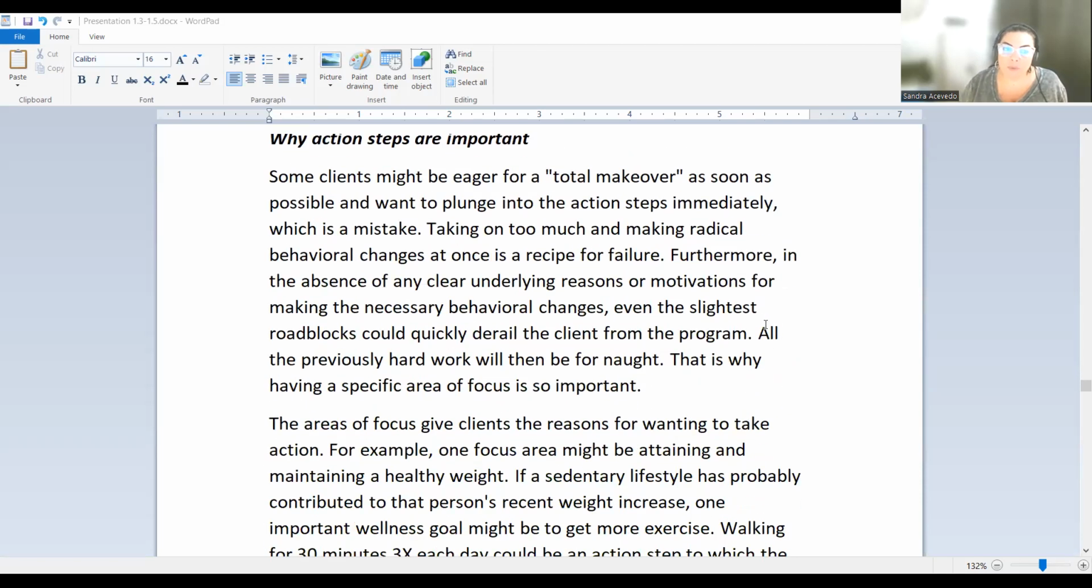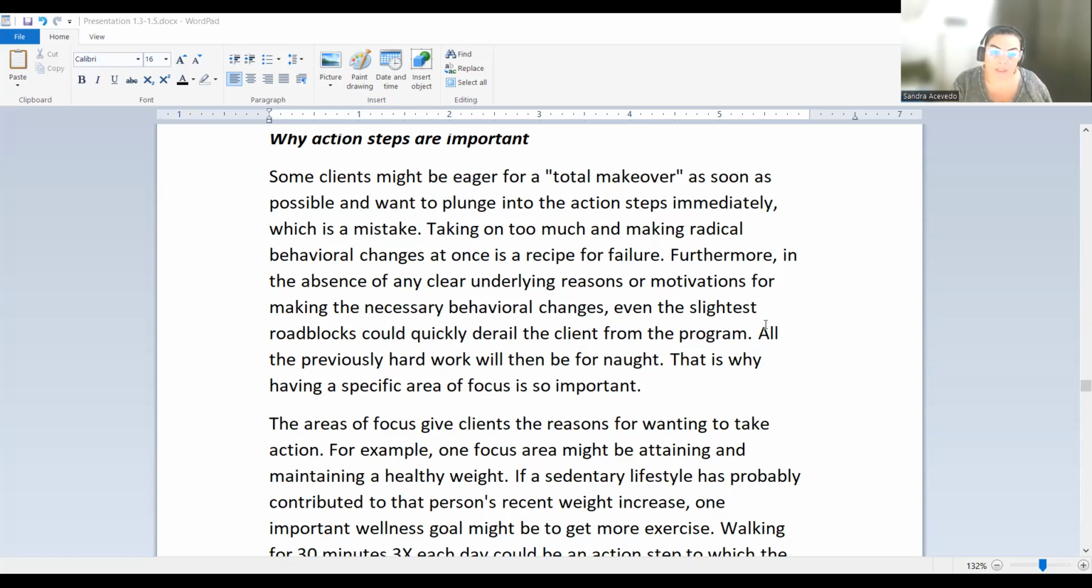Why action steps are important. Some clients might be eager for a total makeover as soon as possible and want to plunge into action steps immediately, which is a mistake. Taking on too much and making radical behavior changes at once is a recipe for failure. Furthermore, in the absence of any clear underlying reasons or motivations for making the necessary behavioral changes, even the slightest roadblocks could quickly derail the client from the program. All the previously hard work will then be in naught.